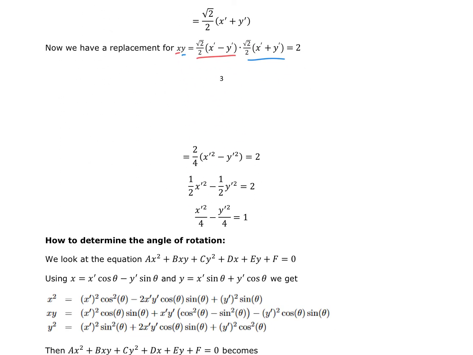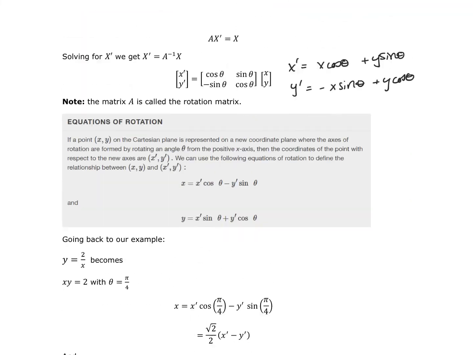As we continue through, this square root of 2 over 2 multiplied by this square root of 2 over 2 gives me 2 over 4. This is the difference of squares, so it's x prime squared minus y prime squared is equal to 2. I'm going to clean this up, and I get the 1/2, and then I'm going to divide everything by 2, and I get x prime squared over 4 minus y prime squared over 4, which is equal to 1, which then gives me my hyperbola rotated at 45 degrees. So let's go back up to my picture up here, my graph.